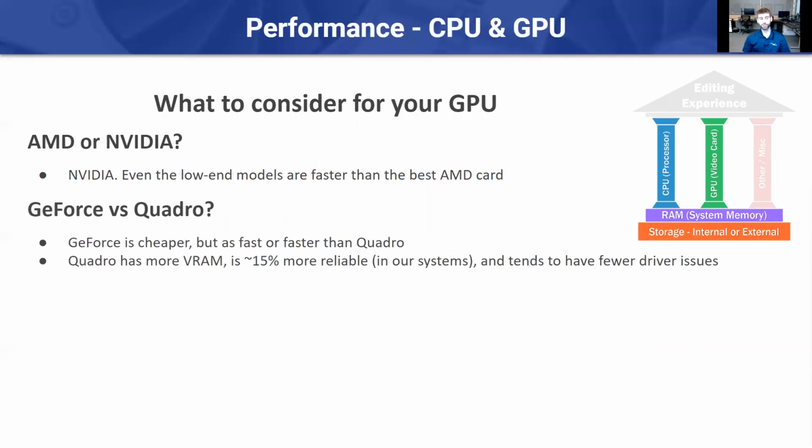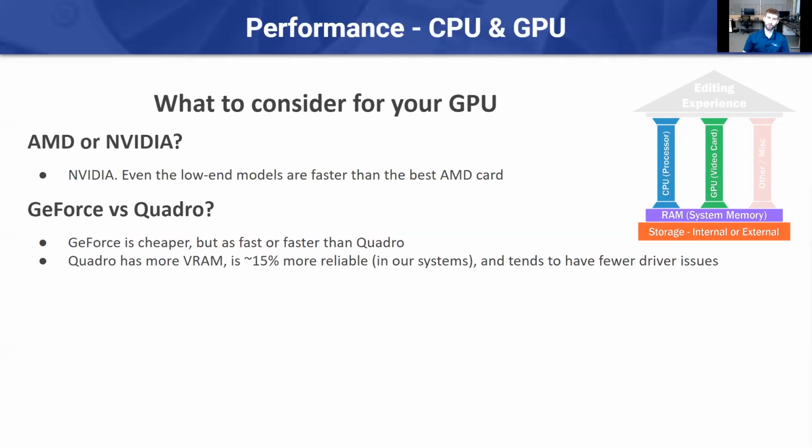GeForce versus Quadro. The GeForce is their consumer line, which used to be gaming, and now it's not just gaming, it's content creation as well. And then Quadro is the professional workstation kind of stuff. Mostly GeForce is way cheaper, and it is as fast or faster than Quadro. So if you're talking about price performance, 100% GeForce.